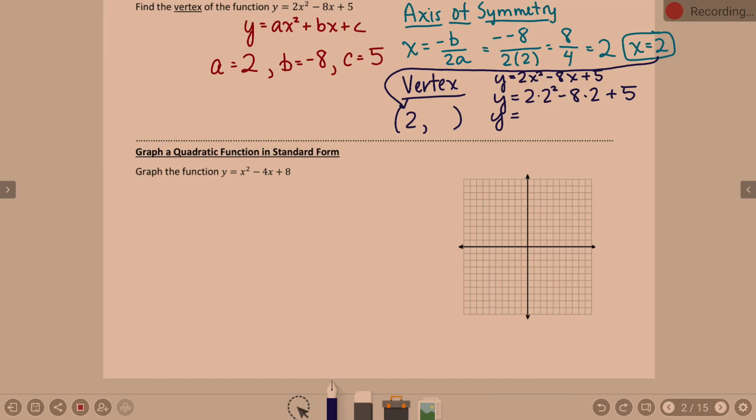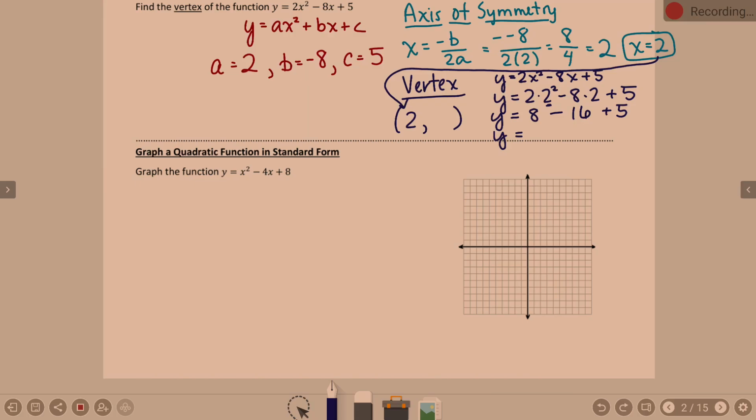Now, 2x squared, 2 times 2 squared, means we do what first? First thing you have to do is the 2 squared. What is 2 squared? 4. And then take the 4 and multiply by 2. So we end up with 8 minus 16 plus 5.